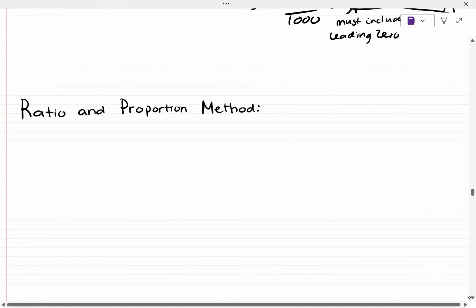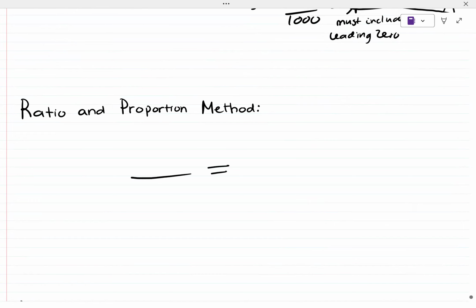Okay, ratio and proportion method. So how we're going to set it up? So we could put mcg here, and then mg on the bottom, and then mcg here, and then mg on the bottom. So for 7 mcg, we don't know our mg, so we'll call it x. And then what's the relationship between mcg and mg? So we know that based on the chart, 1 mg is 1,000 mcg.